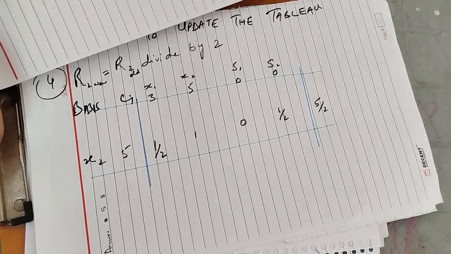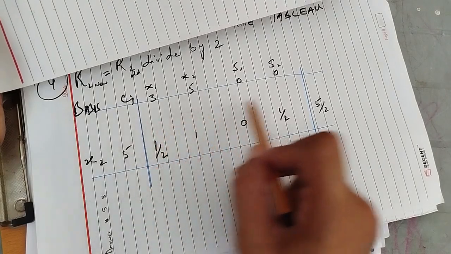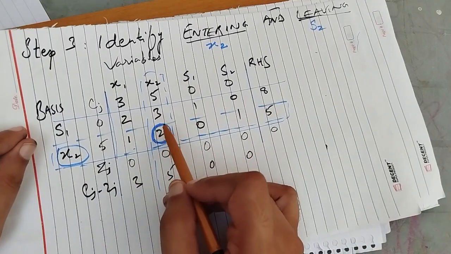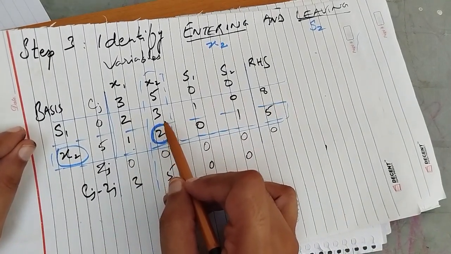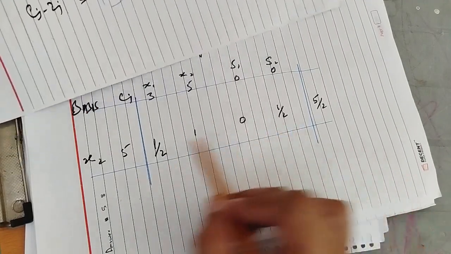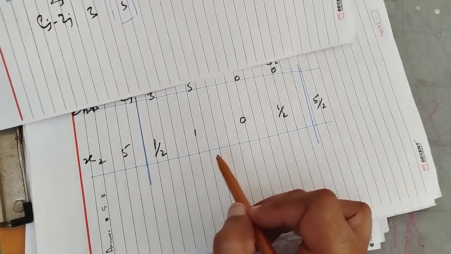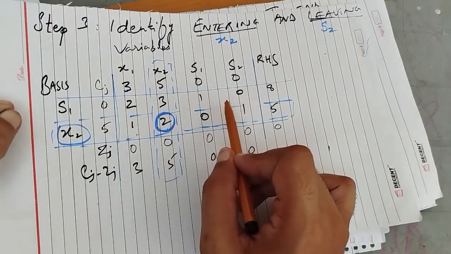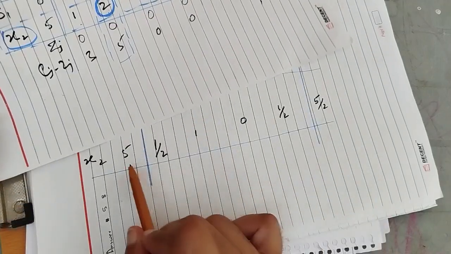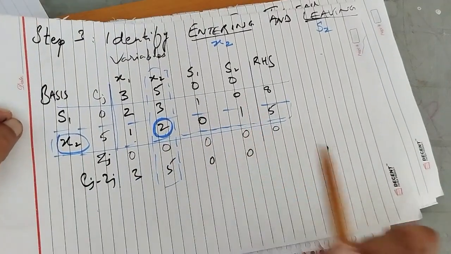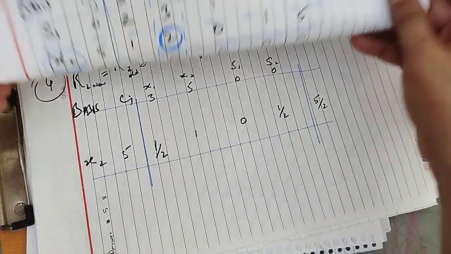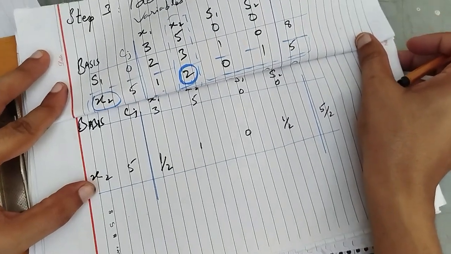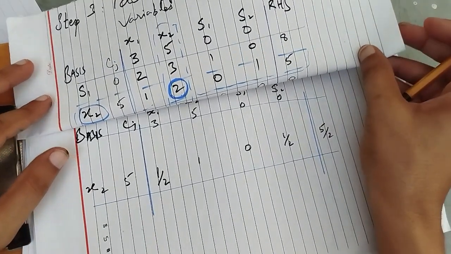What we have to do next, we have to make this row into 1. This row into 1. So how could we make it? We have these elements. From these elements, we have to make it 0. The R1 has to be 0 with these elements of R2. So let's begin with that.